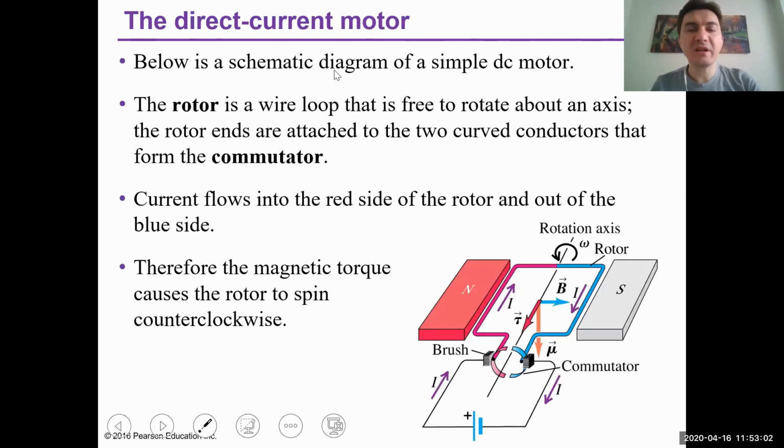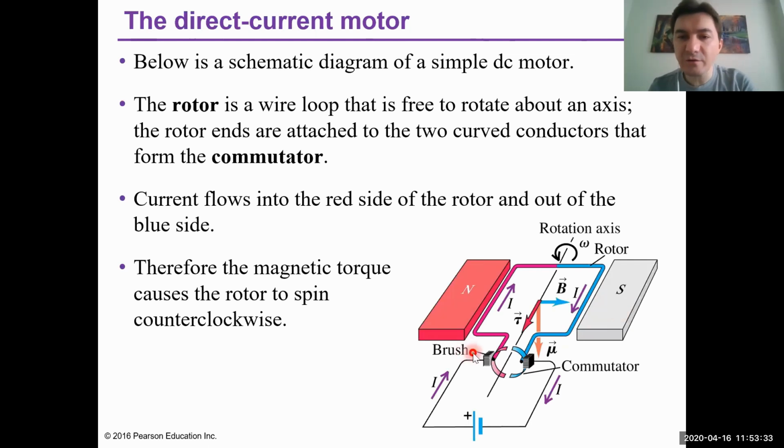Okay, now let's continue with the direct current motor. We have discussed it a little bit at the beginning of the lecture. Now I will continue. Here we have a basic schematic diagram of a simple DC motor. Here we have a magnet with N pole, another magnet here with S pole, and you can consider that there will be a magnetic field from N to S. This is the direction of the B due to the magnets, from N to S, okay?